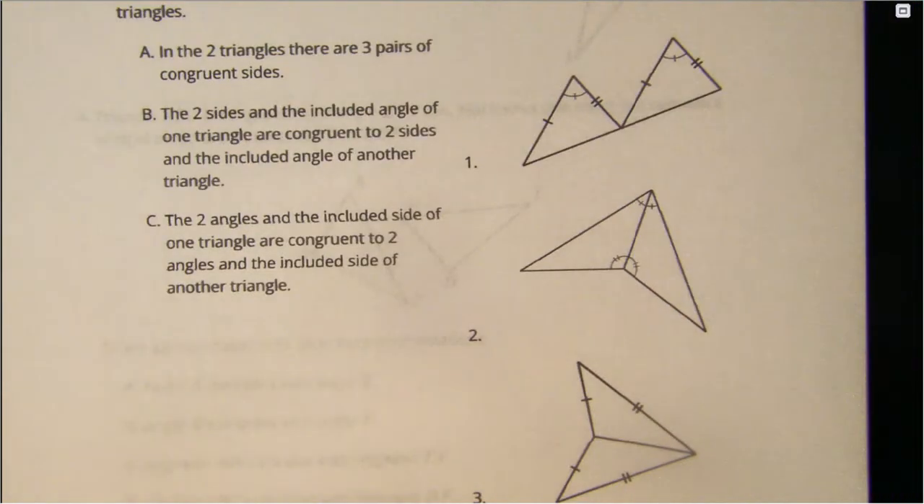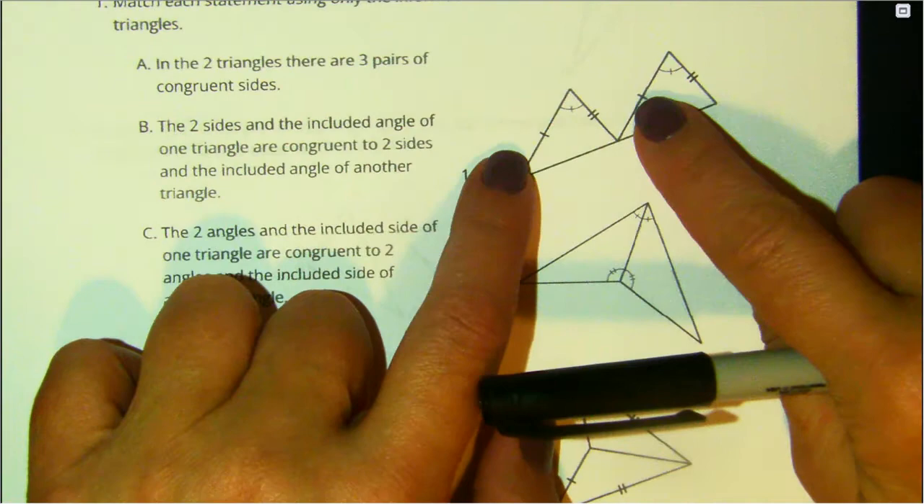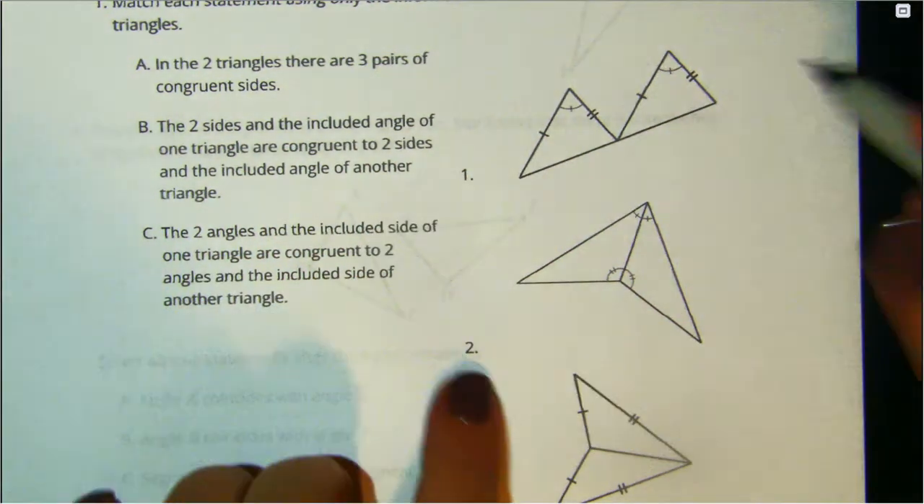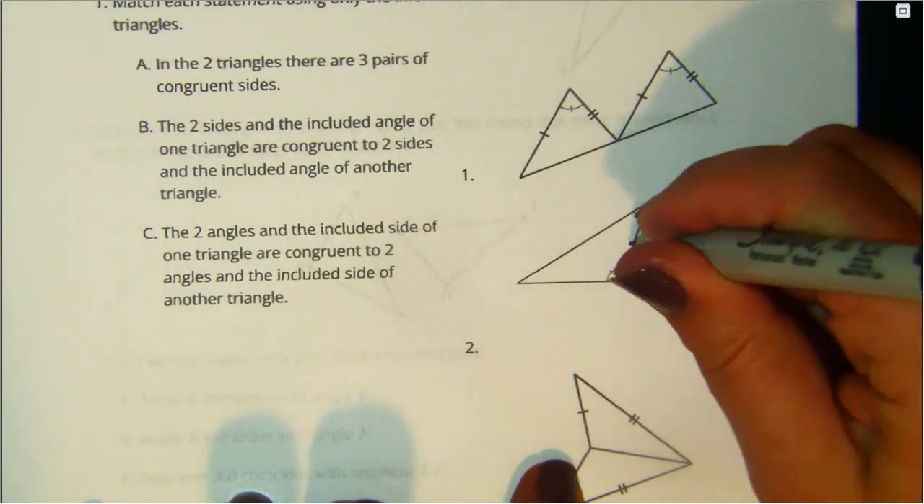Number 1, match each statement using only the information shown in the pairs of congruent triangles. So number 1, it says in the two triangles there are 3 pairs of congruent sides. If you look at this one, that's 1 pair, 2 pairs, that's an angle. They didn't tell us about this. Here, there's no sides marked, but they do share this one side.